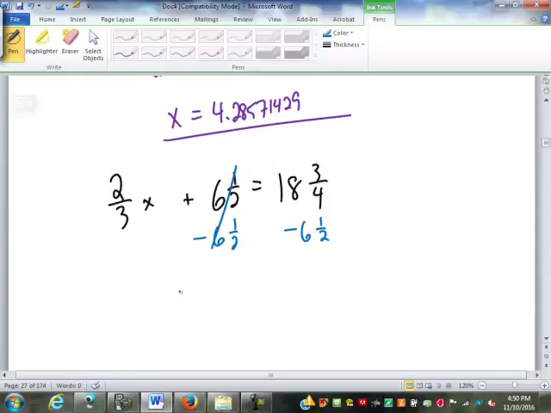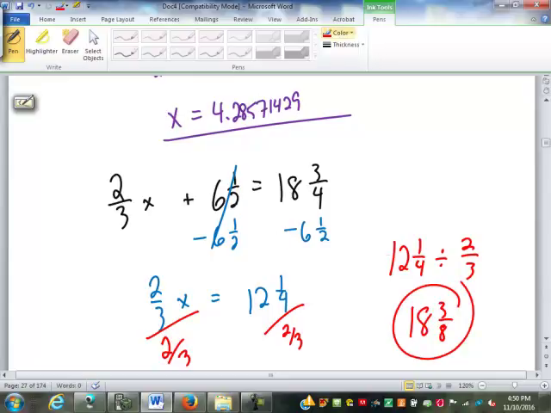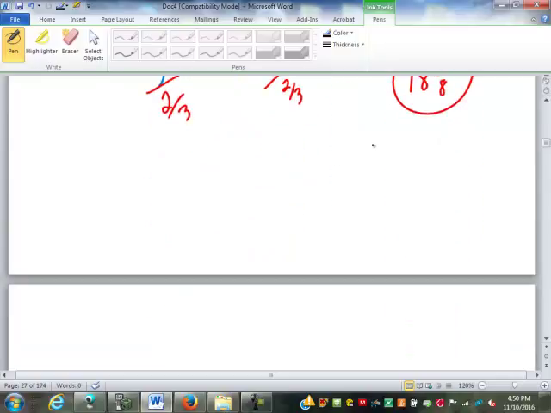So that leaves me with 2/3 x here. 18 3/4 minus 6.5. I'll leave you to verify this, but that's just 12 1/4. Now I have to divide by 2/3. 12 1/4 divided by 2/3. Again, I'll leave you to verify that's 18 3/8. Any questions?